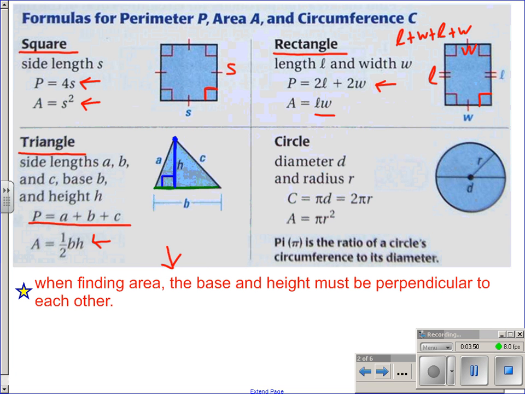Okay, for a circle, slightly different formulas. We have 2 of them for circumference. The 2 pi r, that's the most common one. If you know the radius, multiply it by 2 pi. If you know the diameter, pi times d. Now, the diameter is twice the radius. It's not on there, but it's important to know. The area of a circle is pi r squared.